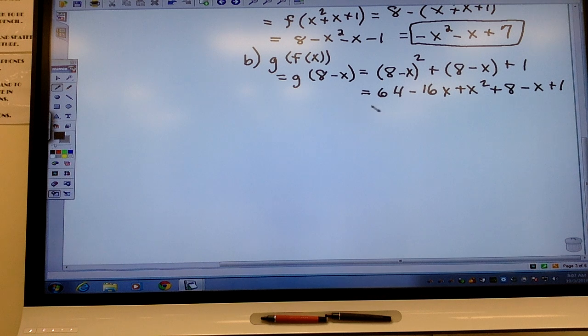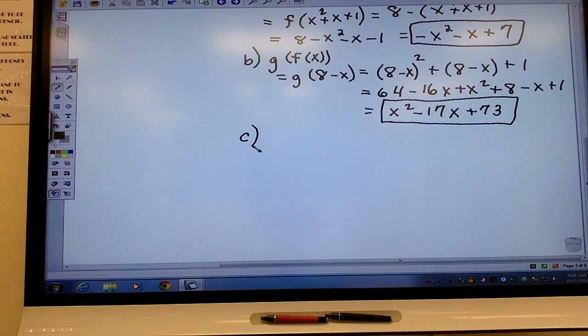So now let's combine our like terms. X squared should come first, so that'll be x squared. I have a minus 16x and a minus x, so that's minus 17x. And then I have 64 plus 8 plus 1, so that'll be plus 73. And here is my composite of g of f of x.